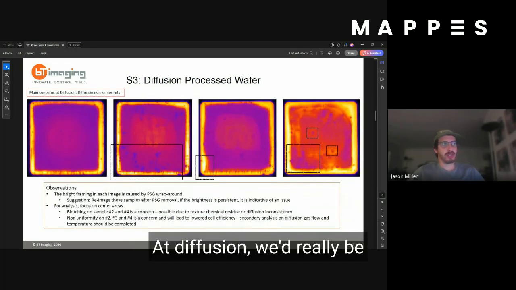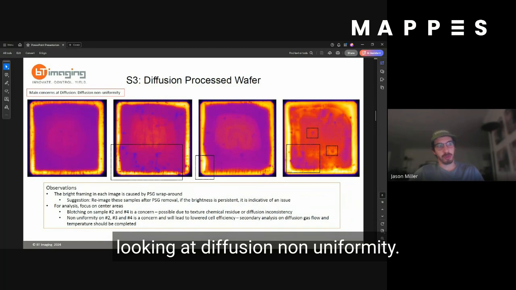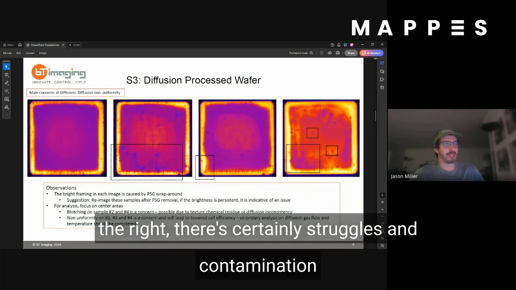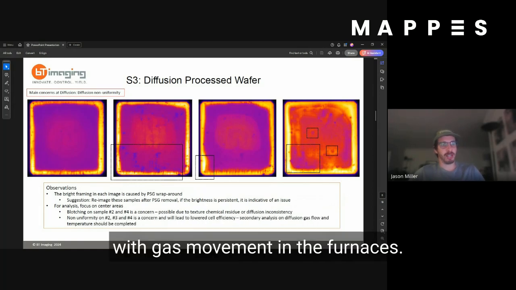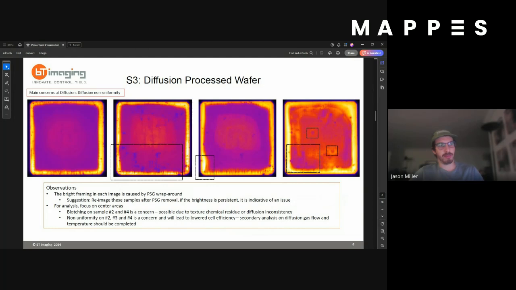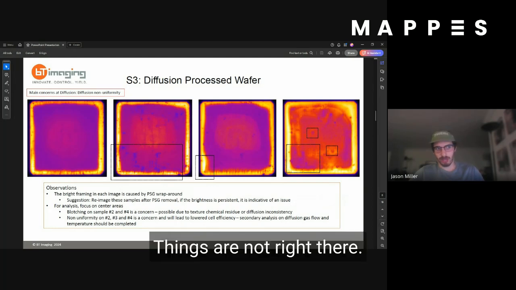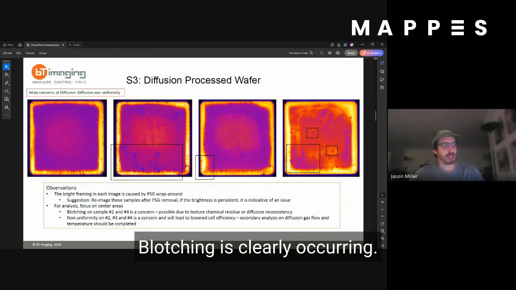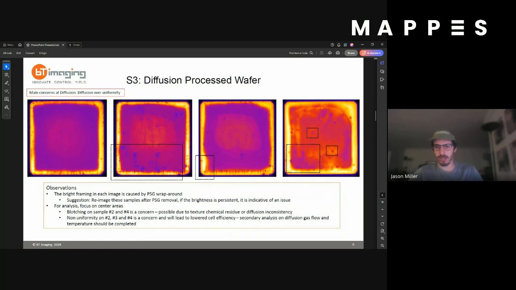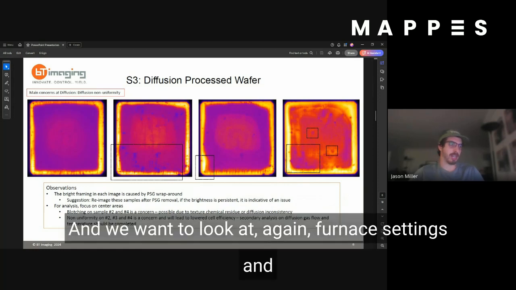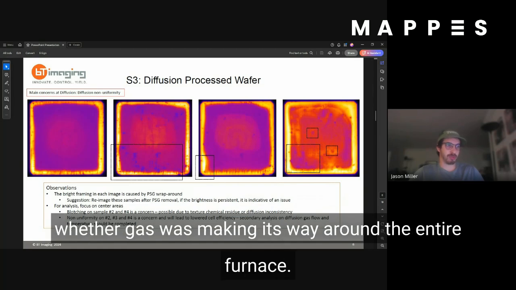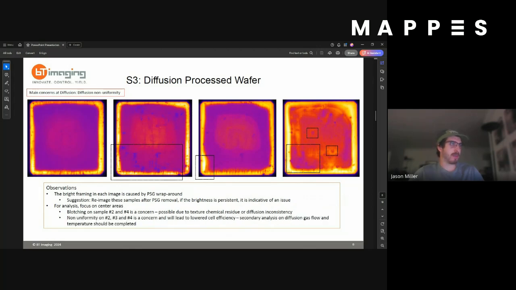At diffusion, we'd really be looking at diffusion non-uniformity. You can see on the sample on the right, there's certainly struggles and contamination with gas movement in the furnaces. Things are not right there. Blotching is clearly occurring. That would be a concern. And we want to look at, again, furnace settings and whether gas was making its way around the entire furnace.